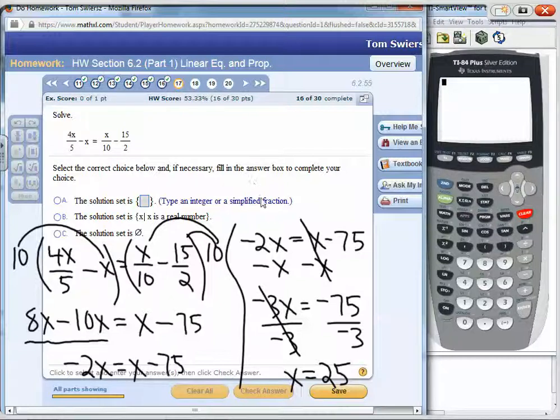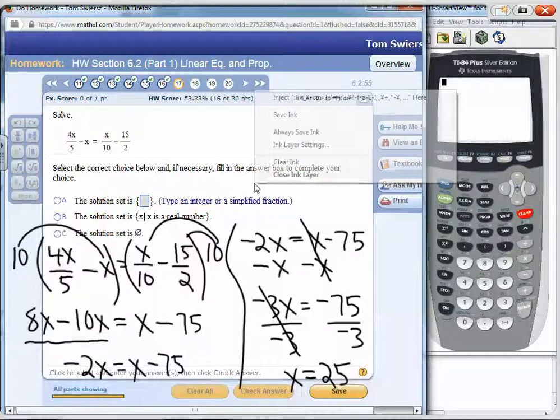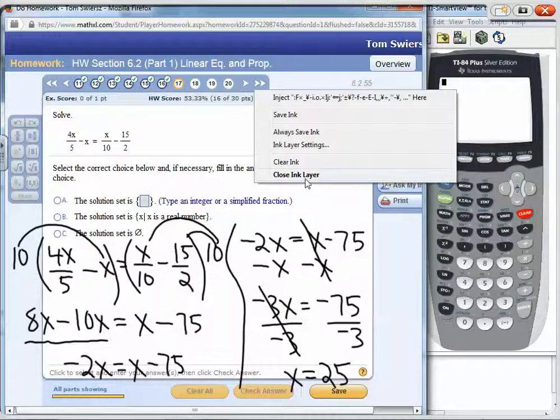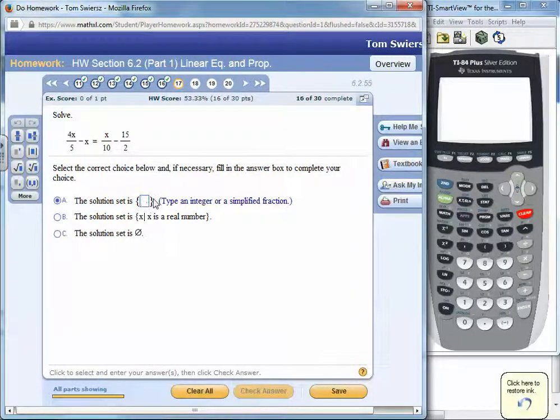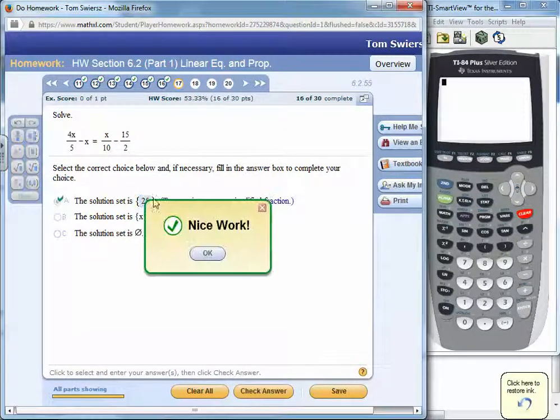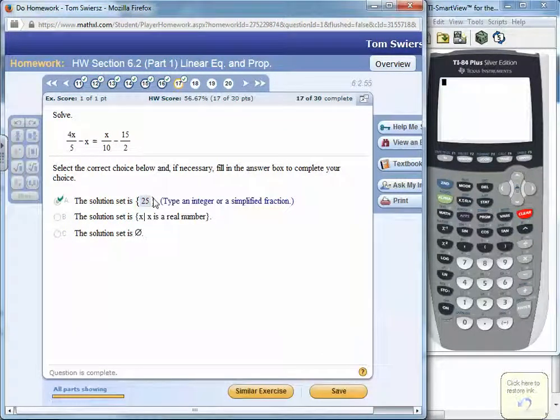All right, let's put it in to make sure we did it correctly. All right, very good. We're going to stop this session here.